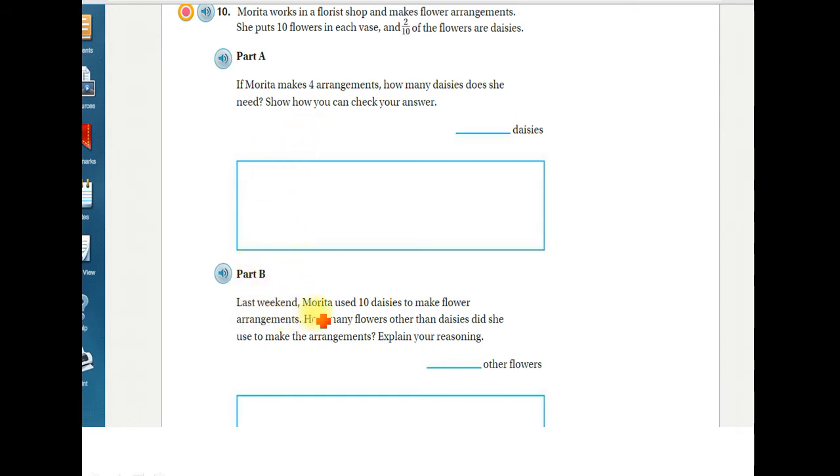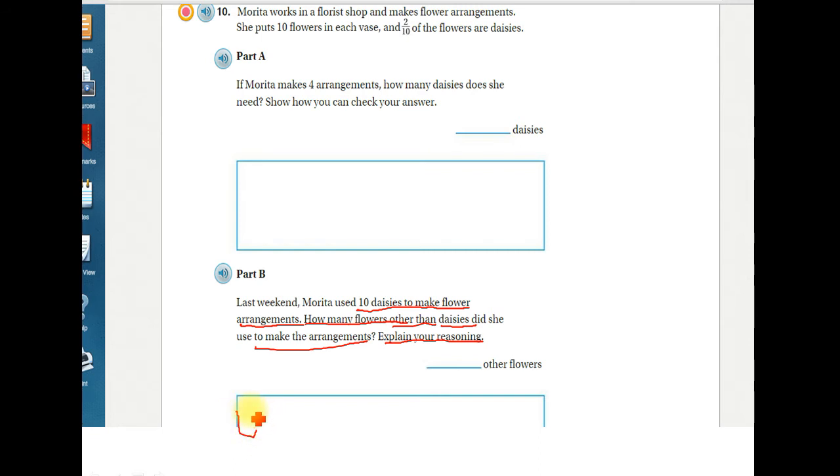Part B, last weekend Marita used 10 daisies to make flower arrangements. How many flowers other than daisies did she use to make the arrangements? Explain your reasoning. Okay, so she used 10 daisies, and remember, I'm going to draw my picture again.